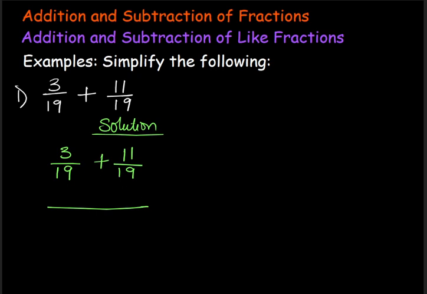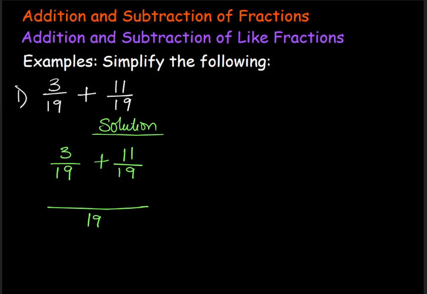And then what we have? We'll get the LCM of the denominators. But what we are having here is the same denominator, which is 19 and 19. So the LCM will still be 19. So we put our 19 under here.